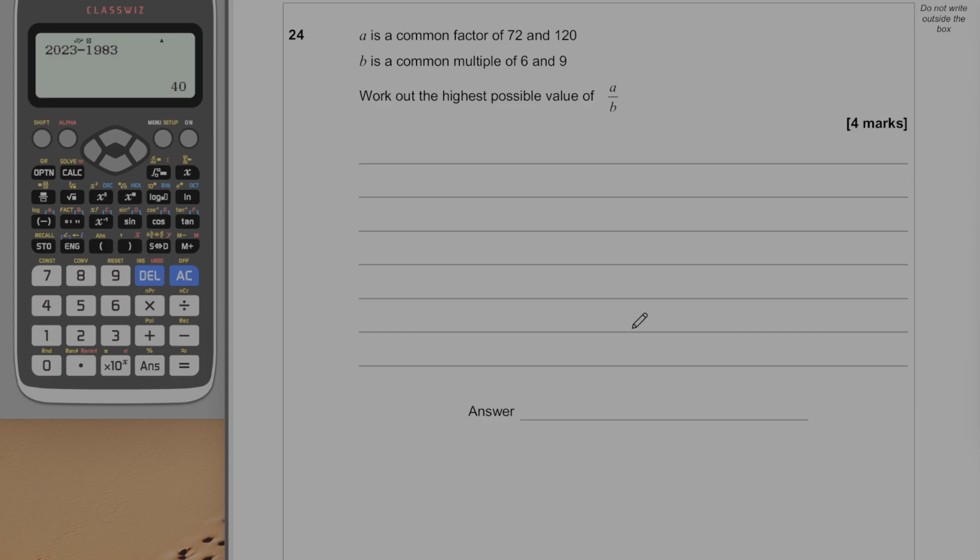Okay, question 24. A is a common factor of 72 and 120. B is a common multiple of 6 and 9. Work out the highest possible value of A over B. So for highest possible, I want A max divided by B minimum. So I do want the highest common factor of the first two numbers, and the lowest common multiple of the other two.